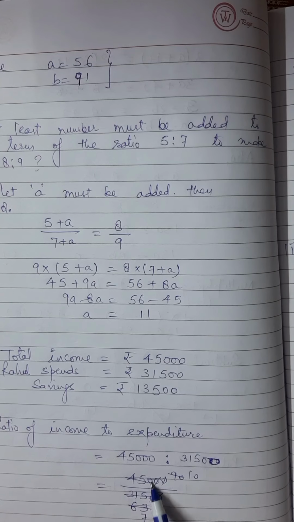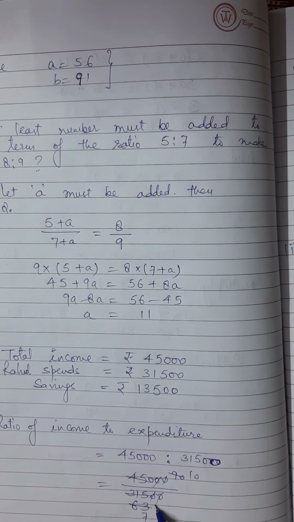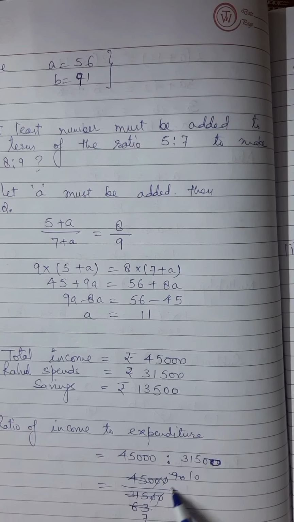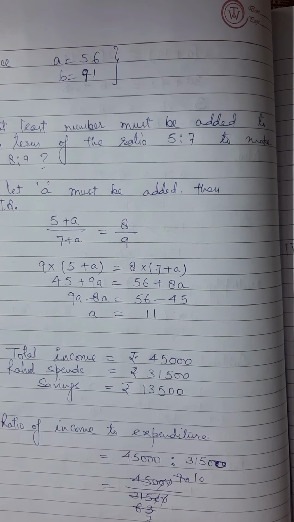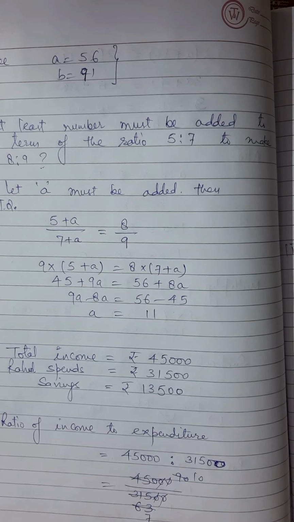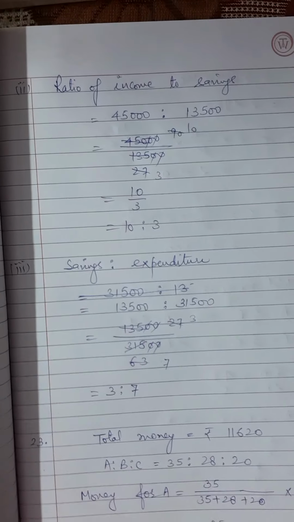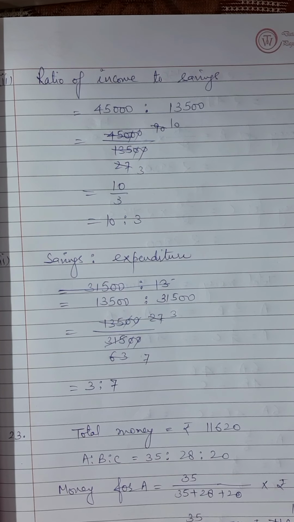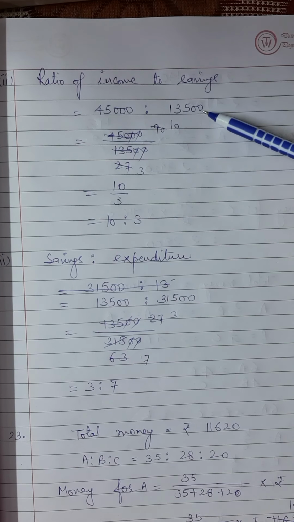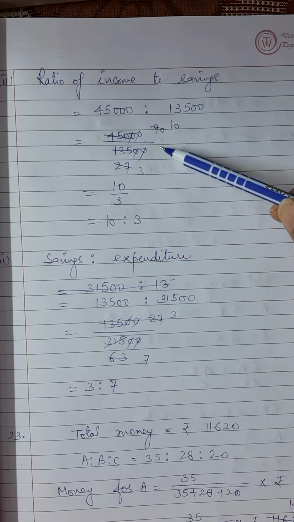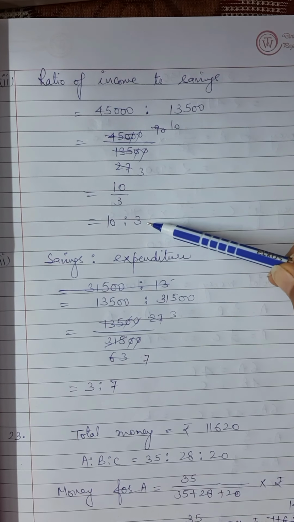We have to write this in fraction form, and we have to simplify these two values. We get 10:9. Now the second part. In this part we have to find the ratio of income to the savings. So it is 45,000 ratio 13,500. Changing this into a fraction and simplifying it, we get 10/3. We can write it as 10:3.